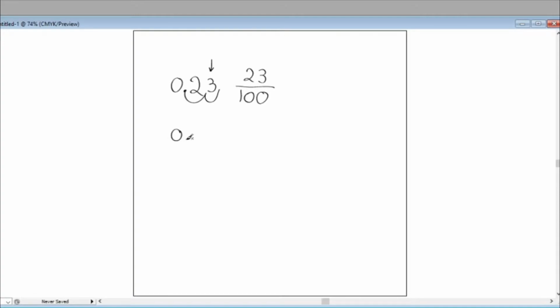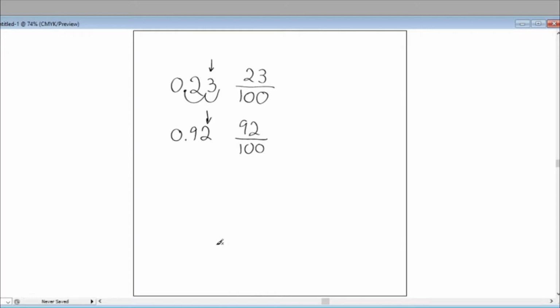So if I had 0.92, well, I can say that my last place falls in the hundredths place. I have a 92 here. So 92 hundredths. Pretty simple.